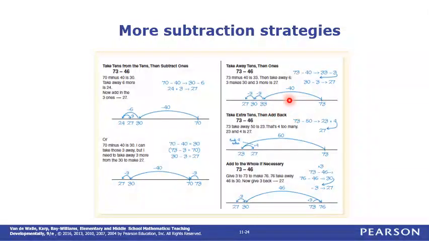The next one is to take extra tens then add back. So 73 take away 50, which is too much, gets you to 23, and that's 4 too many. So 23 and 4 is 27, adding that back. And then the last way is to add the whole if necessary. So give 3 to 73 to make it 76, and then 76 take away 46 is 30, and now give back that 3. So 30 minus the 3 that you gave back would get you to 27.